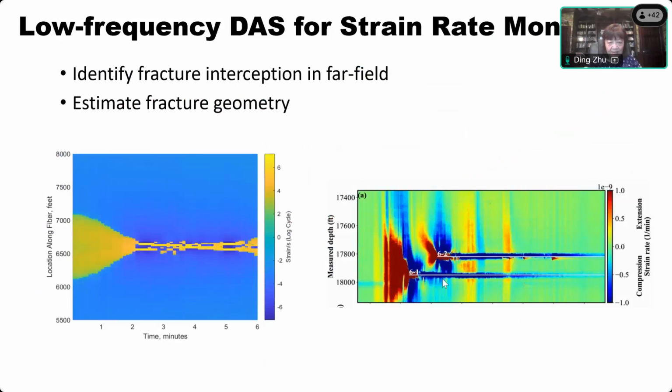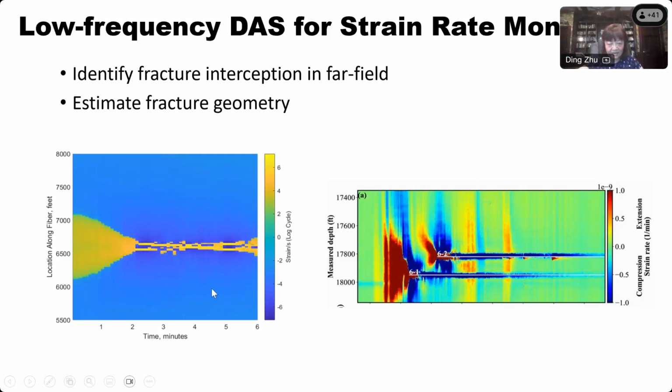So in the DAS band, we also have a low frequency application. This is measuring the strain rate change as a function of location and time. Theoretically, when you start fracturing, the strain waterfall plot looks like this. The signal inside the fracture is, since you're pushing the fracture, the rock opens. This is tension. So tension is light colored, warm colored.